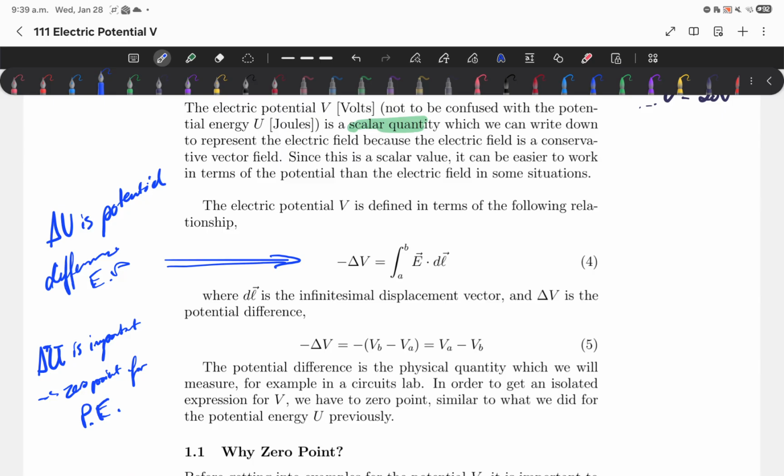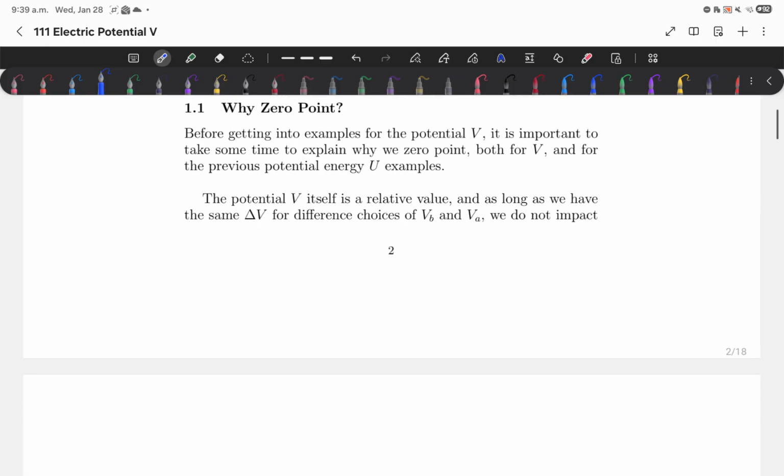Right, so let's talk about the zero pointing stuff. Why do we zero point? I want to spend some time this lecture just talking about this generally so you can have a conceptual understanding of why we would do this. So as I said, this delta V is what physically matters. But delta V can be the same thing for different choices of VA and VB. We can have different values for VA and VB and have the same delta V.